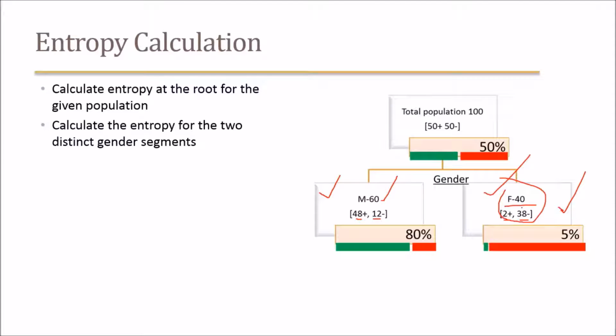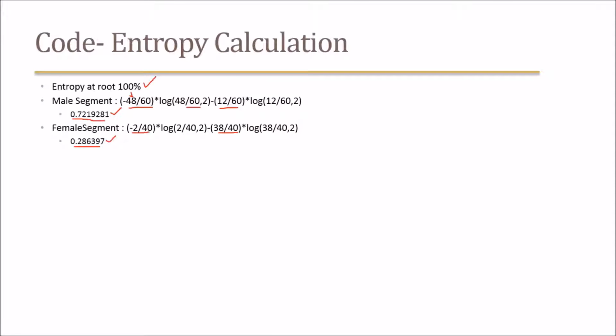You can actually say that this is a negative segment, like 38 negatives are there, so 95% of them are negatives. If negative indicates not buying, then you can say female segments are non-buyers of this particular product. So based on the purity, you can actually make the business decision. That's how we calculate the entropy.